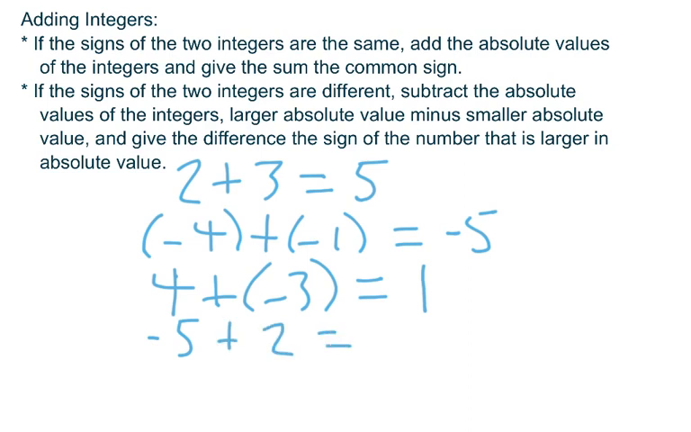Negative 5 plus 2, opposite signs, subtract the absolute values. Absolute value of negative 5 minus absolute value of 2. 5 minus 2 is 3. Give the answer the sign of the number that is larger in absolute value. The negative 5 is larger in absolute value. It's not the larger number, it's the number that's larger in absolute value. And finally, we had 3 plus negative 5. Try to squeeze that in there. Again, opposite signs, subtract the absolute values. 5 minus 3, and the number that's larger in absolute value is the negative, so the answer will be negative 2.